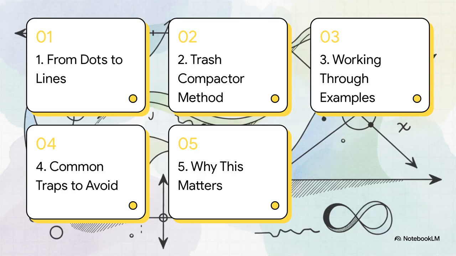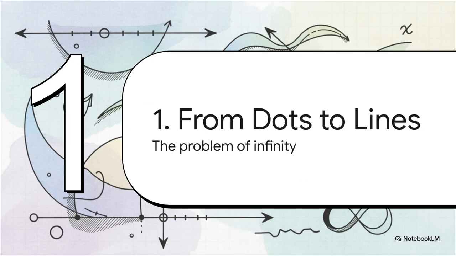So here's what we've got on tap. First, we'll talk about why going from simple dots to connected lines is such a big deal. Then, I'm going to introduce you to my secret weapon, the trash compactor method. After that, we'll jump right into some examples, point out a few common mistakes so you can avoid them, and finally, we'll see why any of this actually matters in the real world. All right, let's dive in.